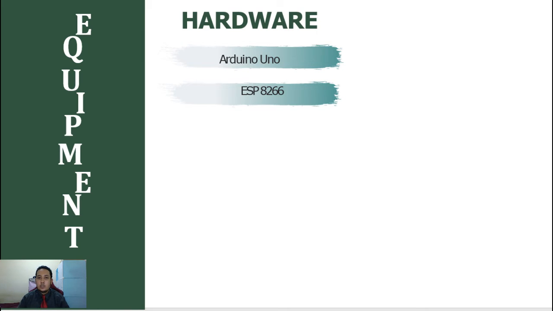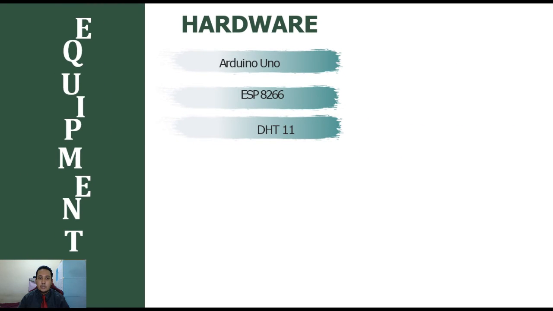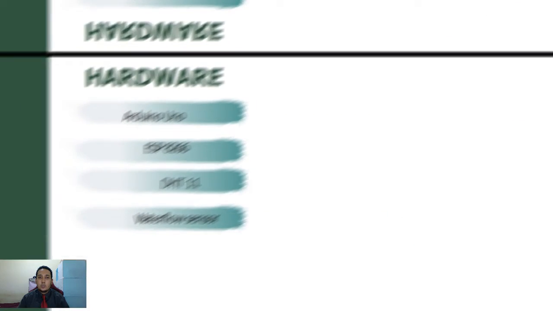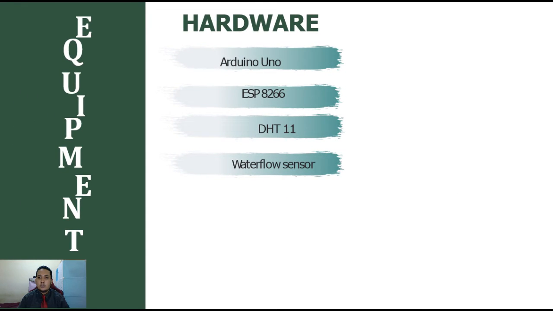The third hardware we use is DHT11. DHT11 is a sensor to measure the temperature and the humidity of the flood. Why do we use DHT11? Because of low power consumption, excellent long-term stability, and a very low cost compared to the other sensors. Next, the water flow sensor is designed to measure the rate of water flow and also the amount of water flowing through the pipes.